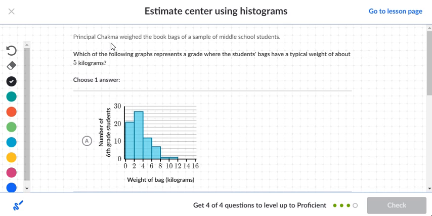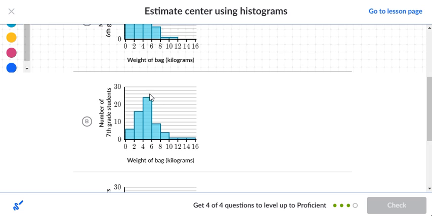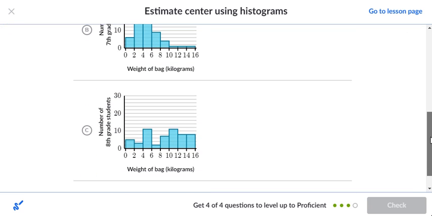Principal Chikama weighed the book bags of a sample of middle school students. Which of the following graphs represents a grade where the students' bags have a typical weight of about 5 kilos? So we want this 5 kilos to be emphasized. So right here, it's really not too much in the middle there. Here it is. Here it's the tallest. It's more emphasized than the first graph. So we really want it to stick out.